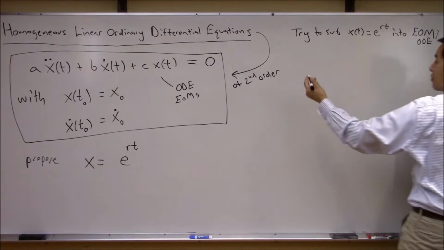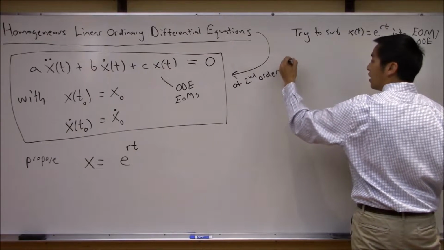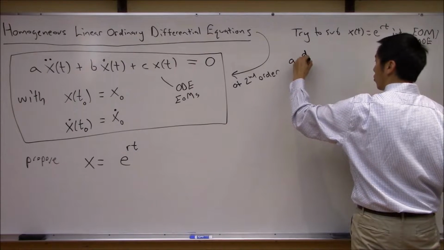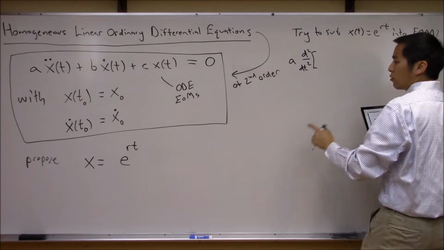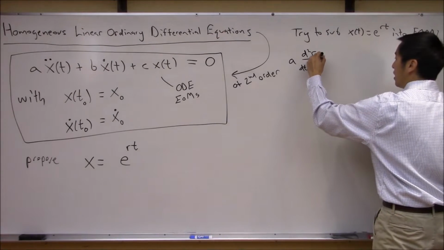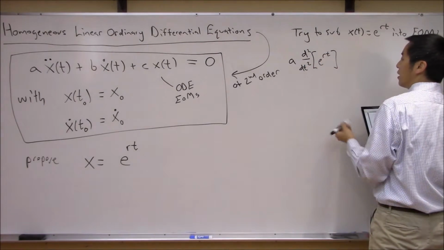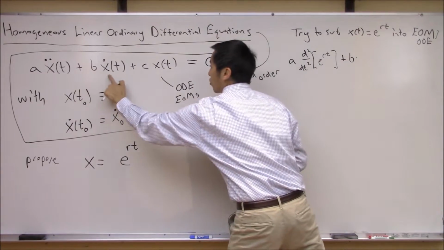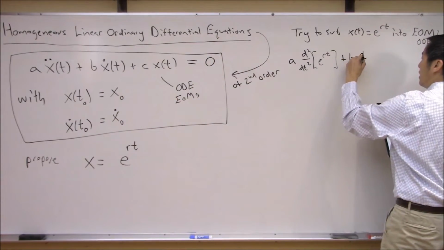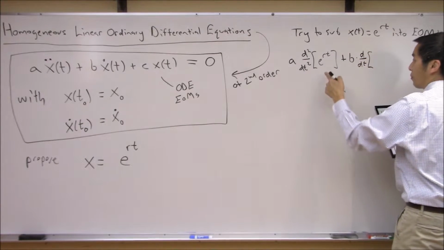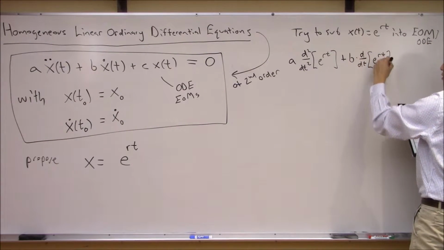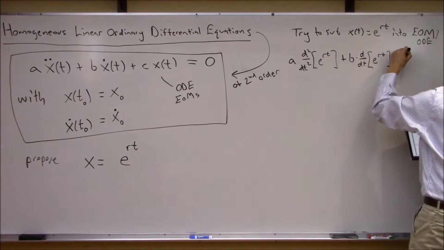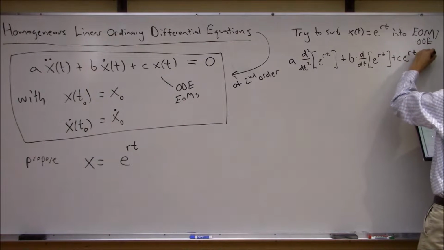Stick it into there. So all I'm saying is basically you take a times, I need the second derivative, so I need d dt squared of, what's my proposed solution? It's e to the rt, right? Plus b times, what is this? The first derivative of the signal. So I need a d dt of the signal that I'm proposing. Again, this is e to the rt, right? Plus c times the signal itself, e to the rt. This better equal 0, okay?